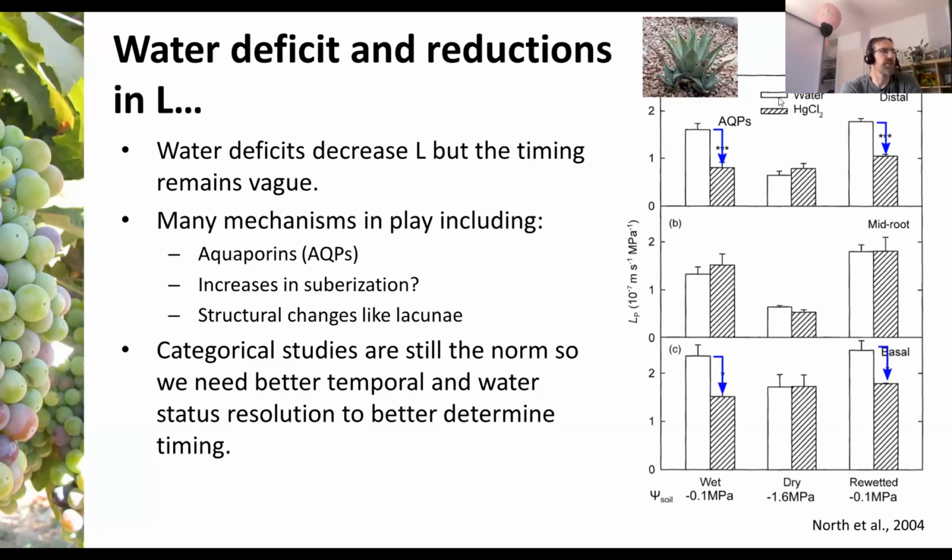I'll introduce this really briefly: a lot of the times in these studies, you'll see inhibitions, quote unquote, with things that inhibit aquaporins, because aquaporins, of course, contribute to root hydraulic conductance. So in this case, they used mercuric chloride. That's what the hatched bars are. I put a little down regulation here. This is due to aquaporins. That's what we're going to attribute this to.